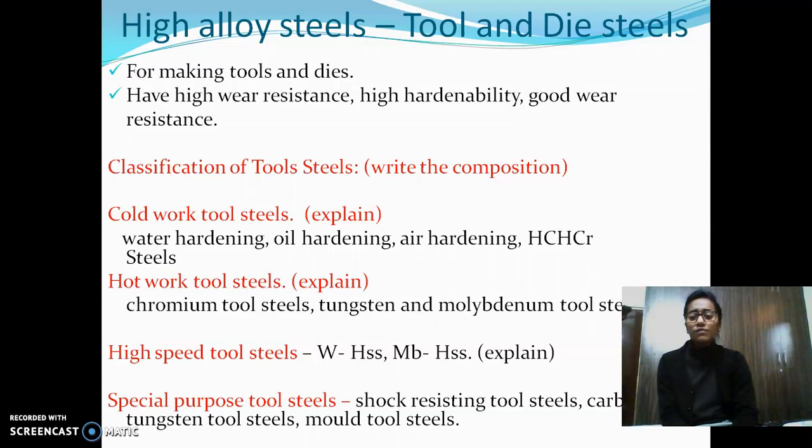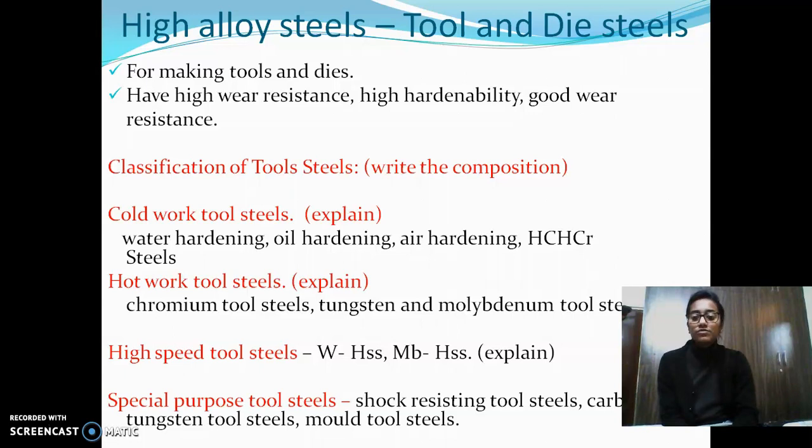So firstly, the cold work tool steels are used for the cold working of metals. Under this, we have the water hardening, oil hardening, air hardening, and high carbon, high chromium steels. So coming to the hot work tool steels, they are used for the hot working of metals. They are again classified into 3 types, that is chromium tool steels, tungsten and molybdenum tool steels.